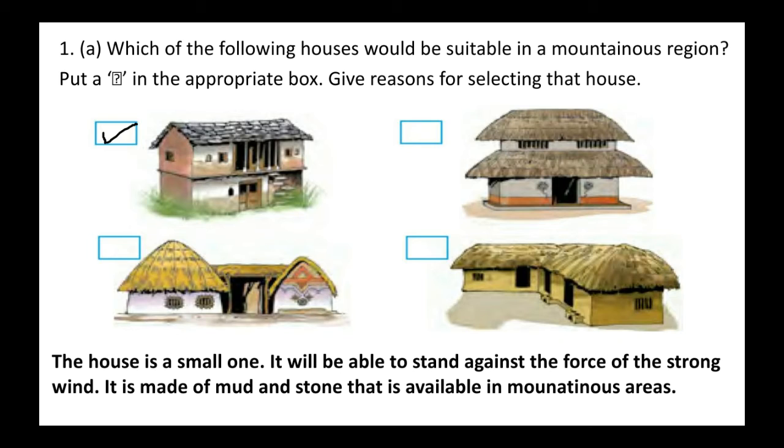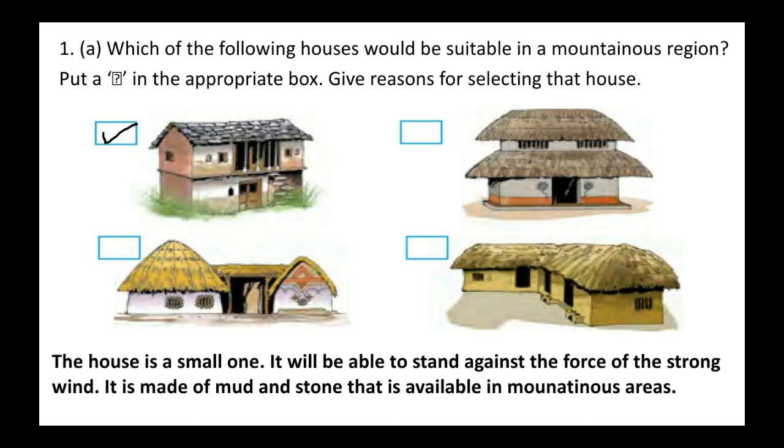So as we have studied, the tick mark which I have done, that house will be suitable for mountainous region. Let us see the reason for it. The house is a small one. It will be able to stand against the force of the strong wind. It is made of mud and stone that is available in mountainous region. So now students, for this question, you can either draw these houses in your notebook or you can stick pictures from magazines or newspapers.